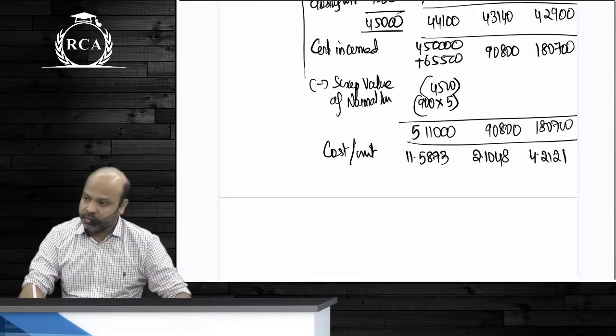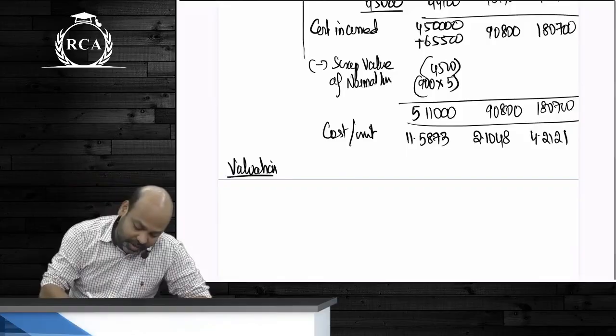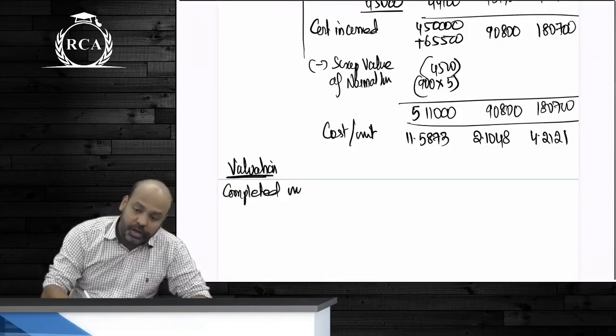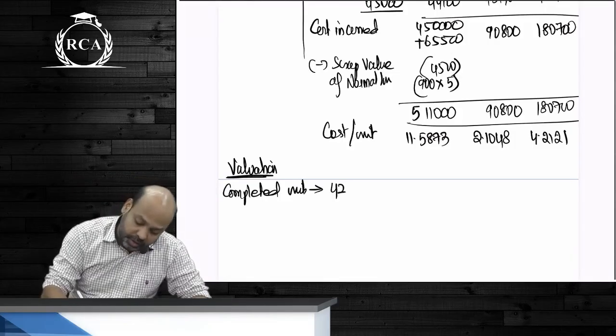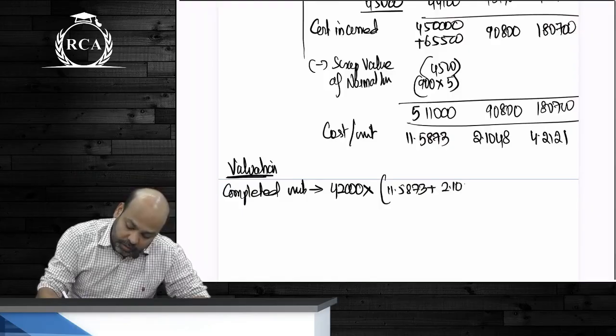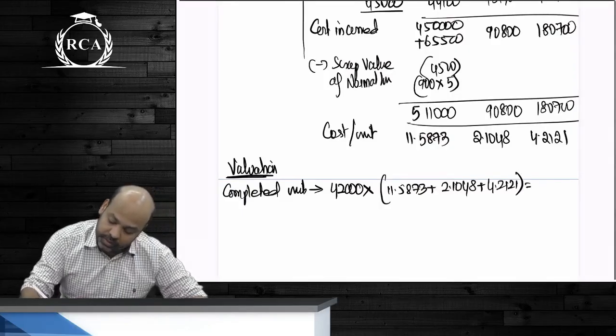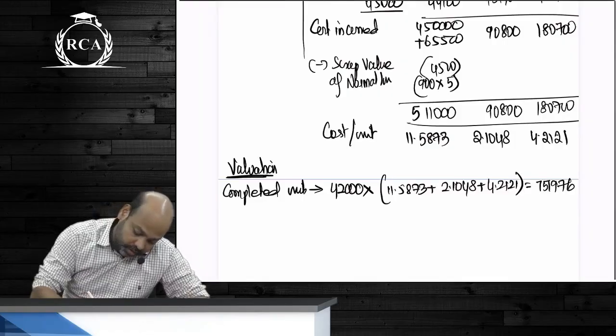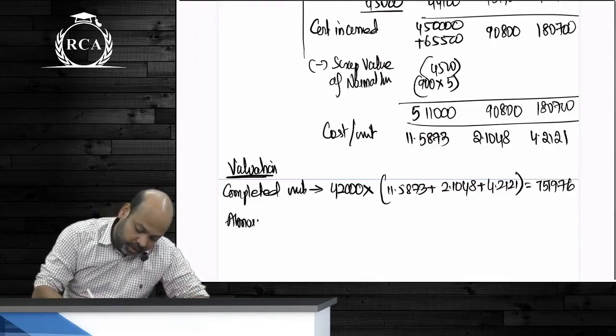Are we clear, guys? Valuation of completed units: for completed units we will write 42,000 units, everything at 100%. 11.5873 plus 2.1048 plus 4.2121. Can you tell me the answer? 970. Abnormal loss.